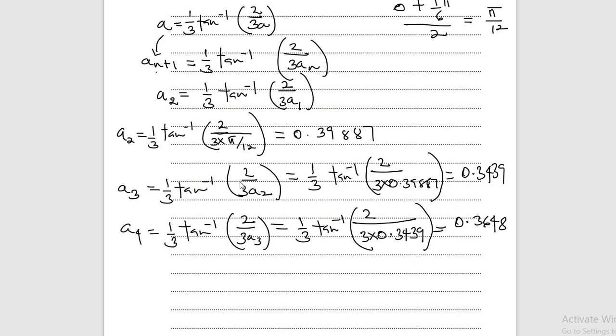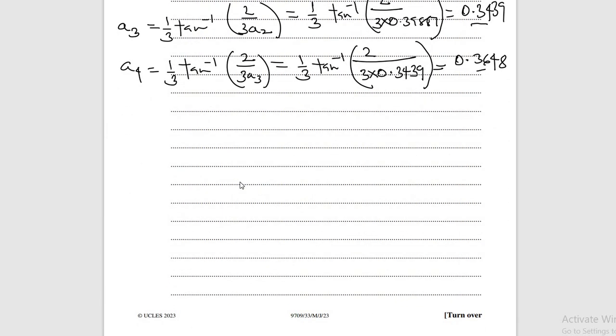Okay, let's see whether we are having similarity. In 2 decimal places, this is still 0.4. This is 0.34. This is 0.36. There's no similarity. Once we have similar numbers in two decimal places, then we are heading toward the answer.